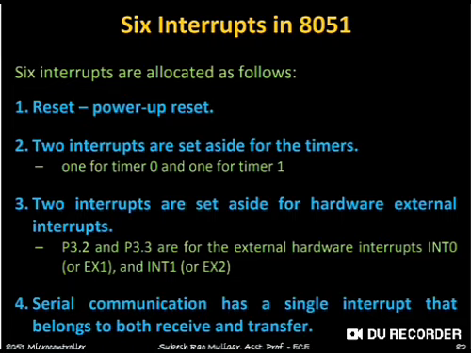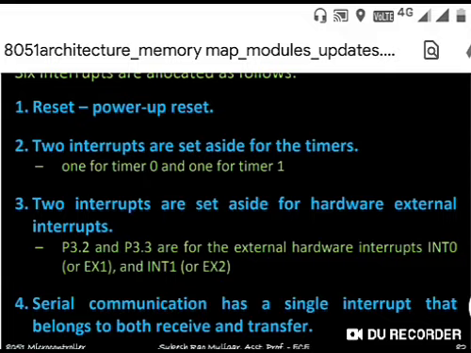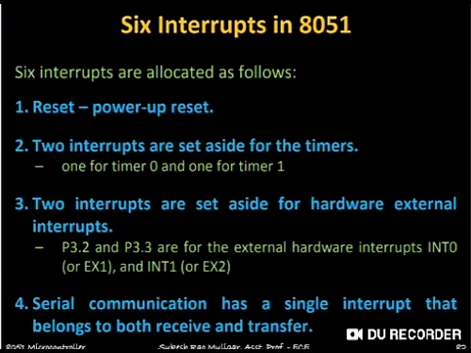Then the last interrupt is the serial communication interrupt. Actually this interrupt is a single interrupt that belongs to both receive as well as transmit. So you can generate an interrupt after the completion of a character sent serially, as well as an interrupt can be raised to receive the next byte. So this can also be done using the same interrupt service routine.